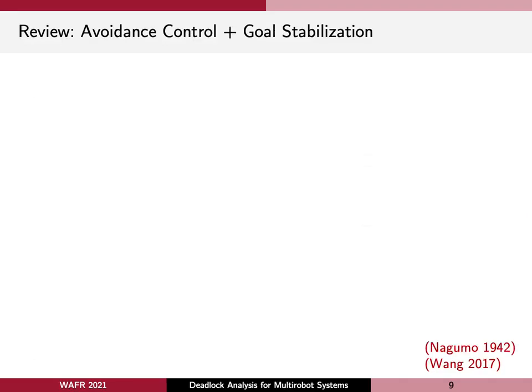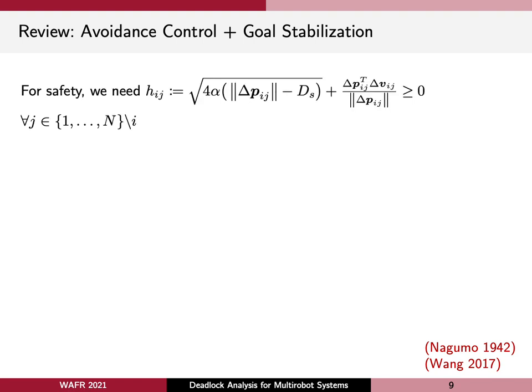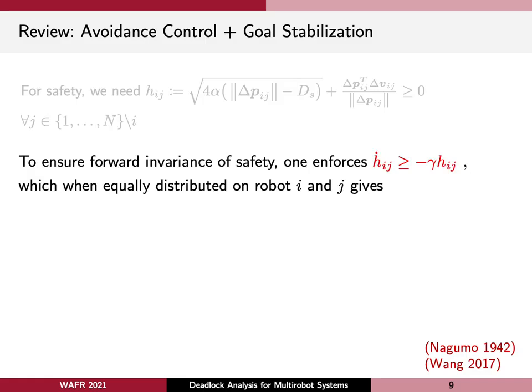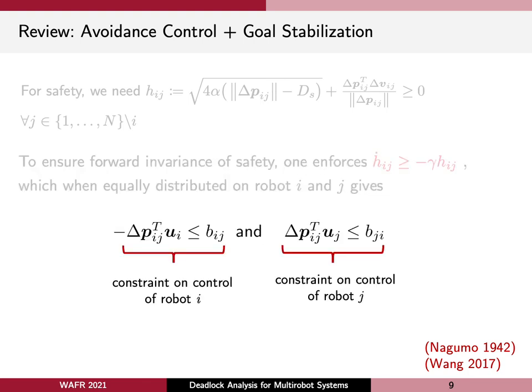Okay, so as I said earlier, for i and j to be collision-free, we require h_ij to be non-negative. To ensure that it continues to be non-negative, we enforce this condition on the derivative of the safety index h_ij. Ultimately, this condition gives us two constraints on the controls of robots i and j respectively, which will ensure that subsequent motions of these robots are mutually collision-free. The expressions for b_ij and b_ji were too cumbersome to include here, so I suggest that you take a look at the paper for those expressions.